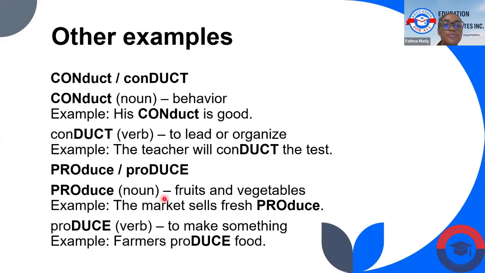And the next one is produce. The stress is on the second syllable, which is a verb and means to make something, to create something, or to prepare something. So for example, farmers produce food. So I can produce something. So you see that the pronunciation of a word can change the meaning and the grammatical class of that word.